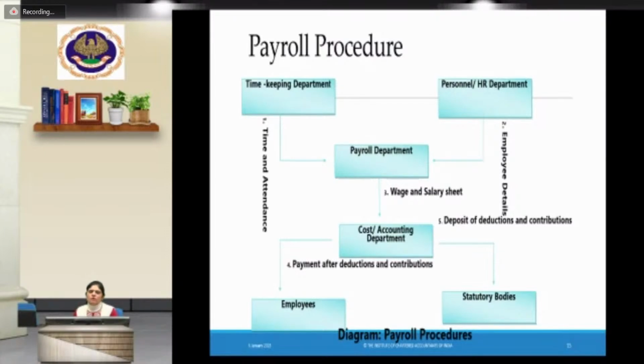So timekeeping will give the time. The personnel HR department will give the rate and the list of employees. The payroll department will make the pay slip on the basis of these two pieces of information. The pay slip will be forwarded to the cost accounting department, which will generate all the deductions and whatever calculations are required. The net salary will be paid by the accounting department to the employee, and whatever statutory deductions are required will be paid to the statutory bodies or the government, provident fund, etc. So this is the whole procedure, how the system works for an employee.